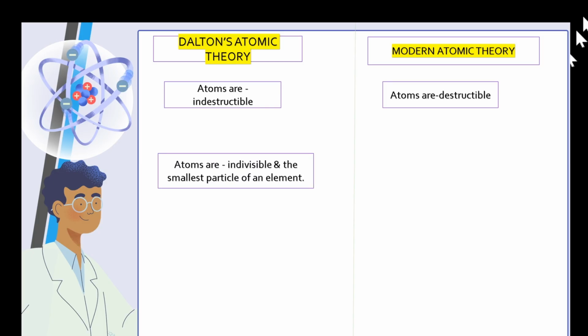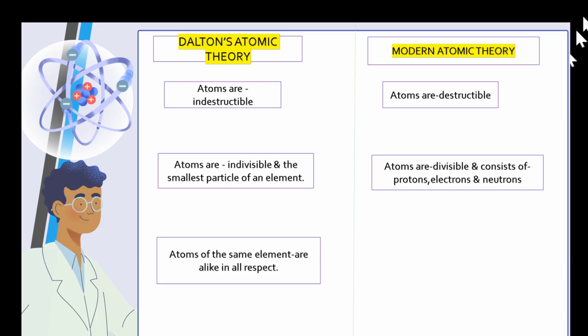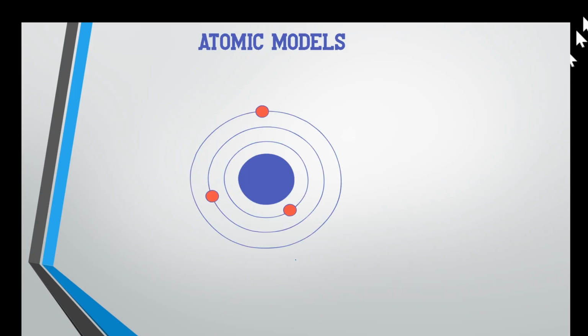Then atoms are indivisible and the smallest particle of an element. Modern theory states that atoms are divisible. They consist of protons, electrons and neutrons. Then atoms of the same element are alike in all respect, whereas modern theory states that atoms of the same element may not be alike as seen in case of isotopes, because in isotopes we have different mass numbers, and that we'll study more in detail when we talk about the isotopes.